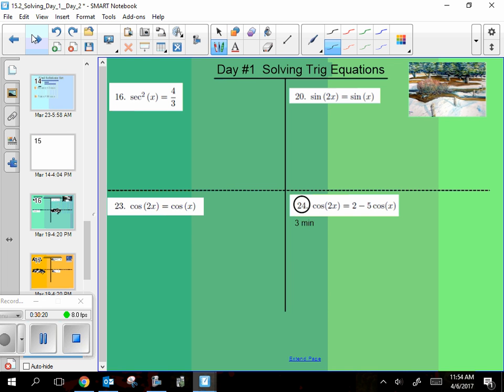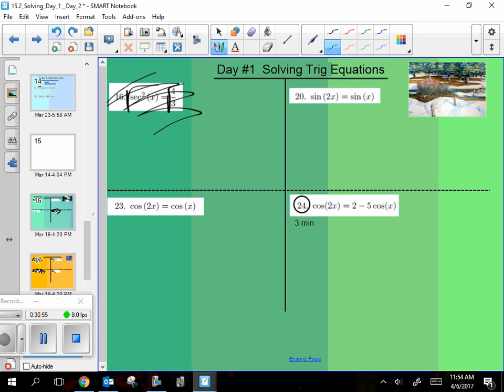Next is skipping number 16. It's not like you couldn't do it. By the way, how would you start it? You would take the square root of both sides. And the square root of 4/3 actually works out pretty well. What is that? 2 over root 3. And isn't that upside down from normal? Isn't normally the root 3 on top? But since it's secant, you wouldn't want to do secant anyway. You'd want to flip it over and use the sister function. What's the sister function of secant? Cosine. All right. But we're not doing that one. So number 16 is gone.